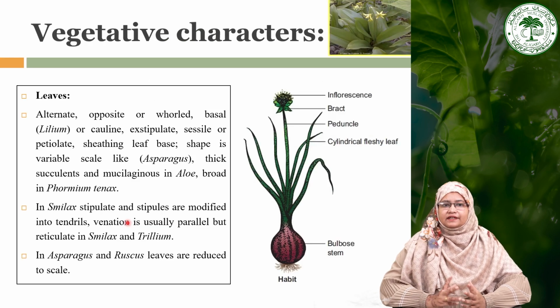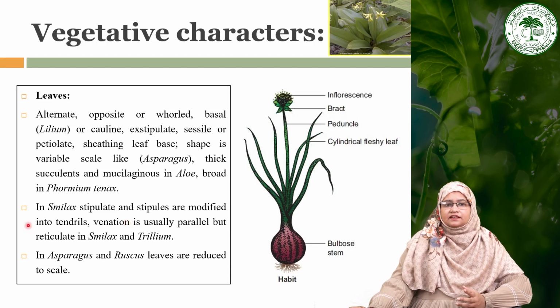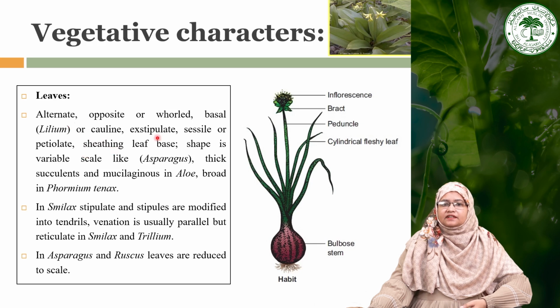Now, moving towards the next vegetative character, that is leaves. Leaves have generally an alternate arrangement, but they may vary in opposite, whorled or maybe basal, as in case of Lilium. They may be cauline. In general, they are exstipulate, sessile or maybe petiolate, and they have a sheathing base, and shape is also variable, like in case of asparagus they are scale like, and they may be thick succulent and mucilaginous in case of aloe, and broad in case of Phormium tenax.